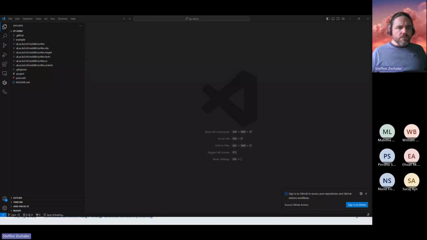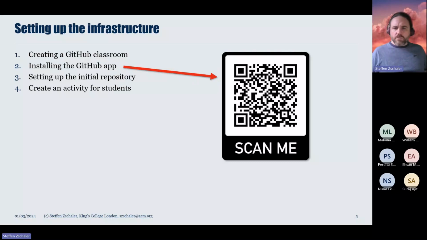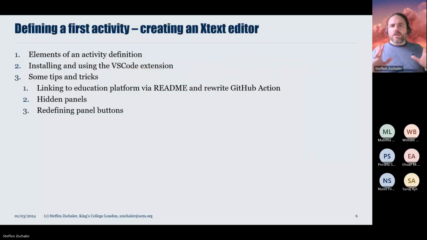Have I forgotten any other steps? Let me just make sure that I haven't forgotten anything. I think we're fine. So we need to start creating this activity, right? So let's start that. To do that, there's a few things that we will want to do. I'm going to talk you briefly through what are the key parts of an activity. I'm going to then briefly show you the VS Code extension that you can use to edit activities in VS Code a little bit more conveniently, and then we're going to actually start building our activity.